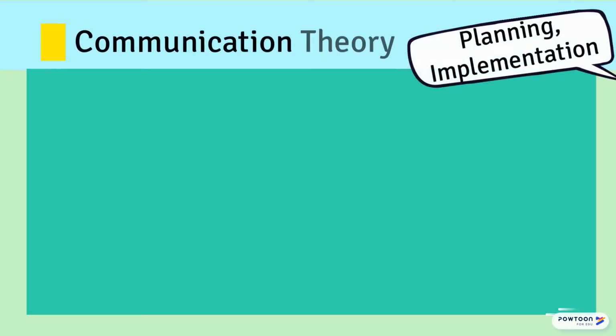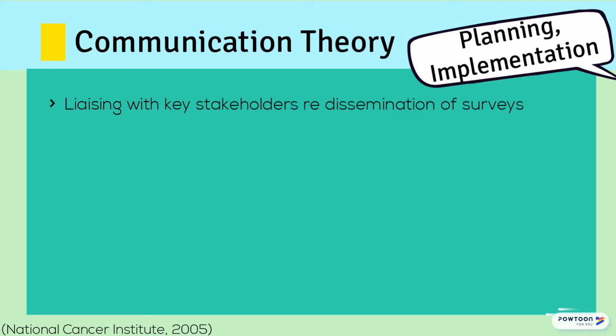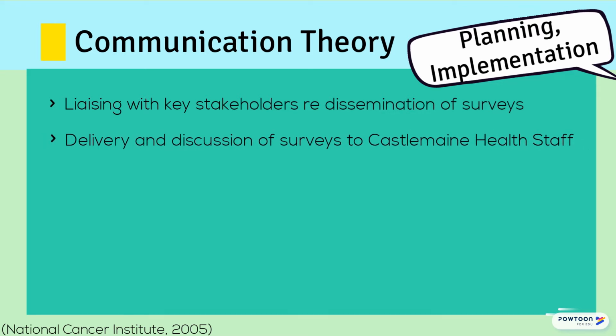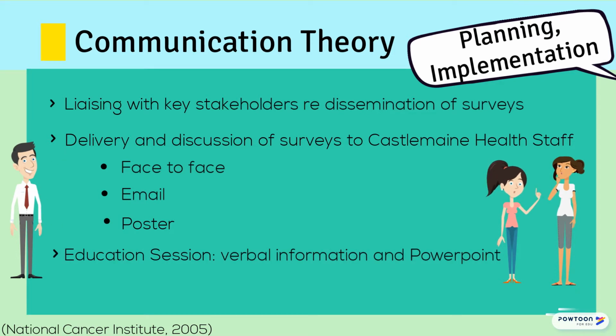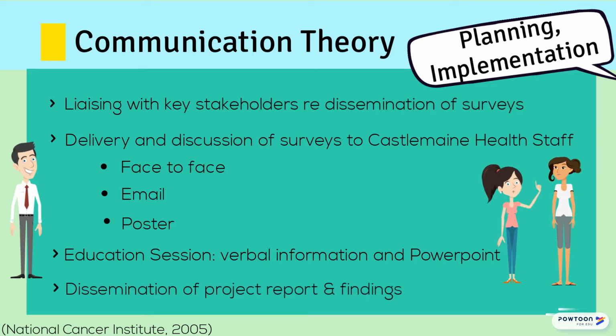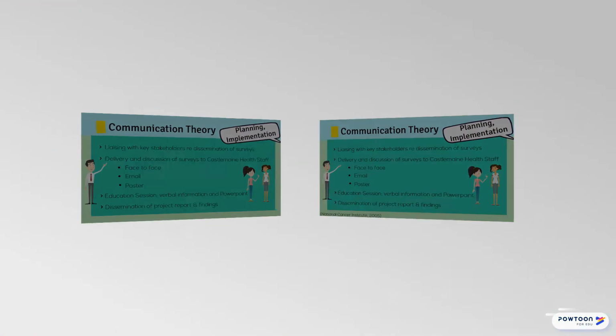Communication theory is evident in the planning of the dissemination of the surveys with key stakeholders, as well as delivering and discussing the surveys to Castlemaine staff via face-to-face and email. The education session will also make use of communication theory, providing information both verbally and via the PowerPoint. The project report and findings will also be disseminated to the project supervisor and subject coordinator.